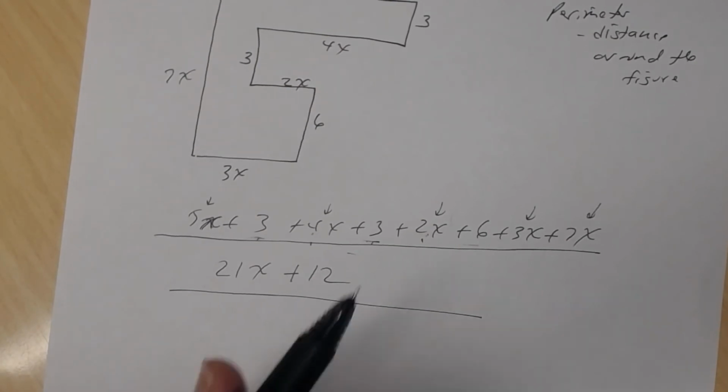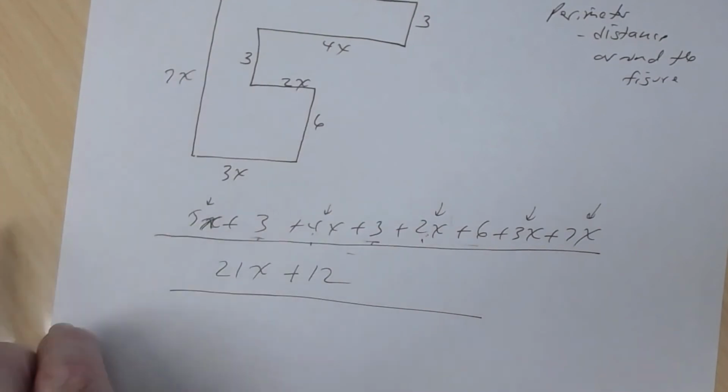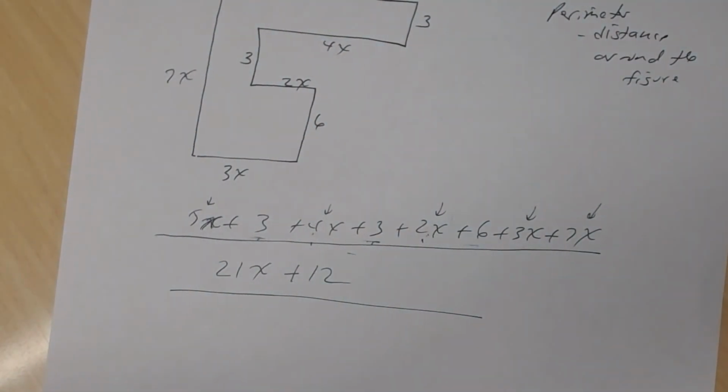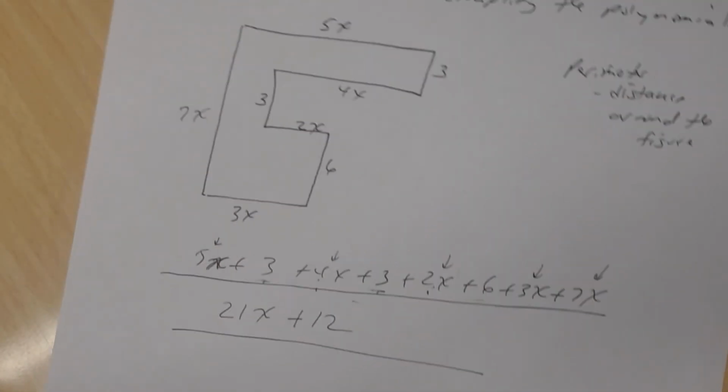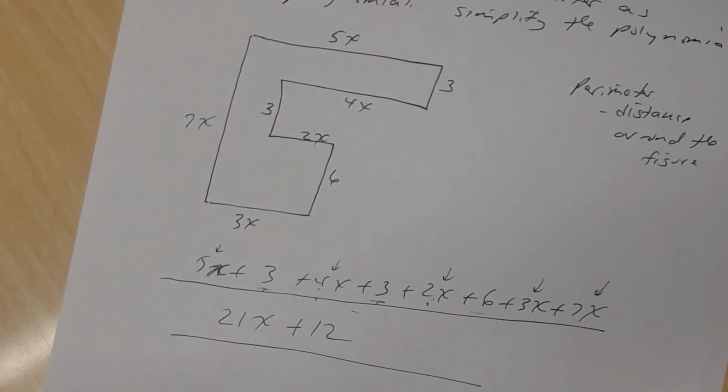Okay? So remember, perimeter is the distance around the figure. So you're adding all the lengths together, and then you just combine like terms. All right, so that takes care of part 3 of Introduction to Polynomials.